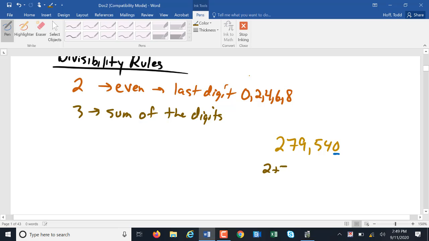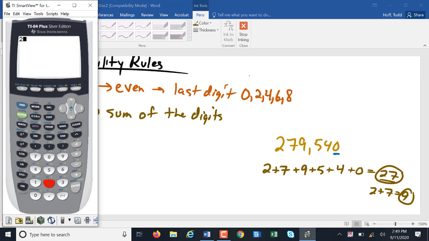So you got 2 plus 7, which is 9, plus another 9, 18, plus 5, 23, plus 4, 27, plus 0 is still 27. Is 27 divisible by 3? It is. If we didn't know, we could have done 2 plus 7 is 9. 9 is divisible by 3. So that whole number is divisible by 3. I punch it in the calculator. Comes out with no decimal remainder.